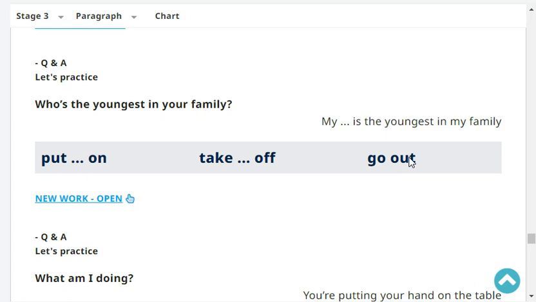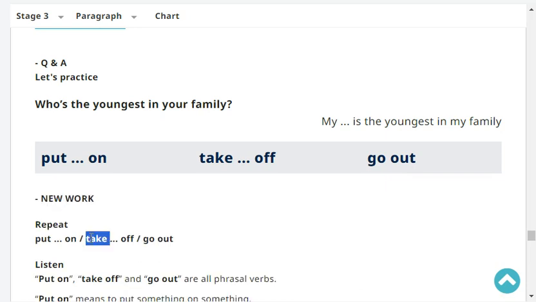I'm the youngest in my family. Very good. So I'm the youngest in my family, or I'm the youngest person in my family is also correct. Okay. Next, repeat. Put on, take off, go out.